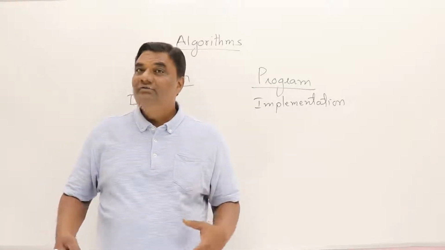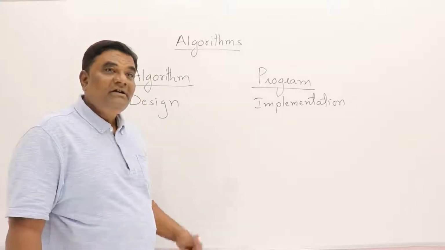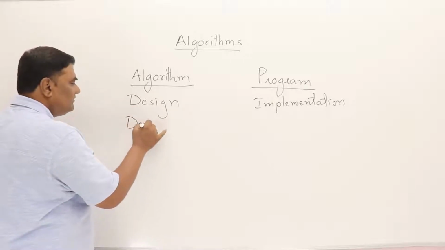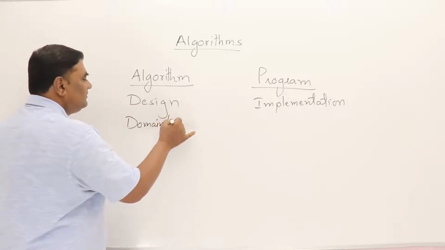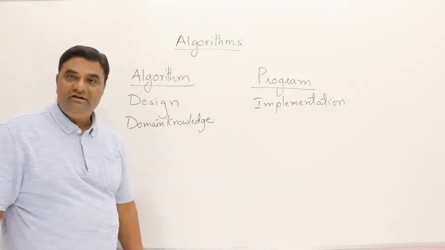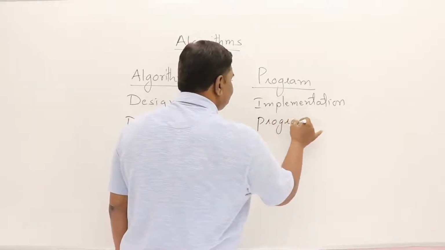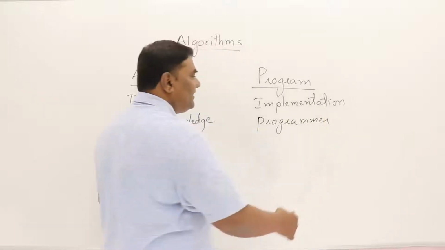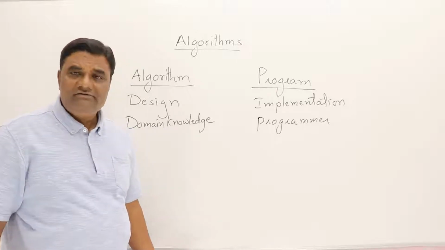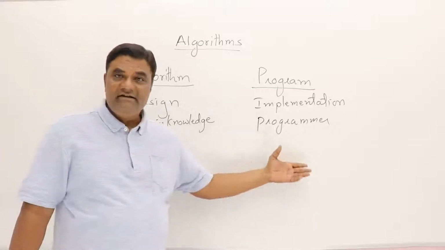So mostly the one who is having knowledge about the domain for which the application is being developed, they can write the algorithm. So the person who writes should have domain knowledge. Who will write the program? Programmer. So programmers can also have domain knowledge. Then he is acting as a designer. And here he is acting as a programmer.